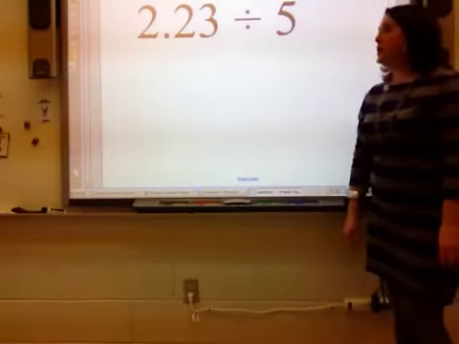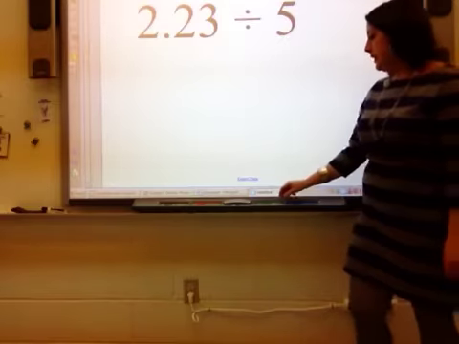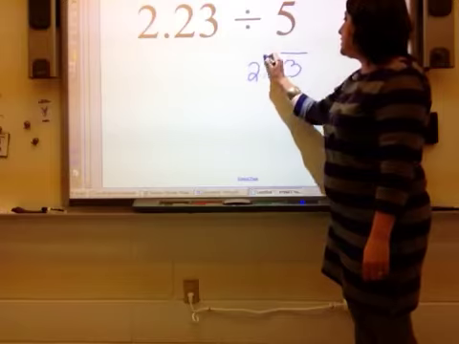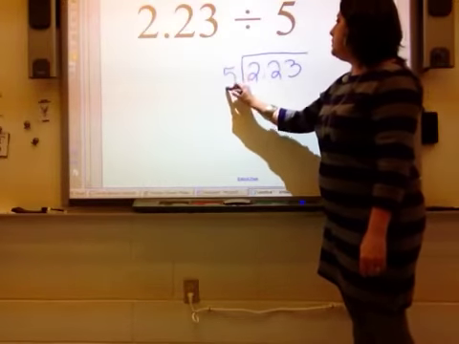All right, let's look at the second one. 2 and 23 hundredths divided by 5. I'm going to put 2 and 23 hundredths inside my long division box and my divisor on the outside.